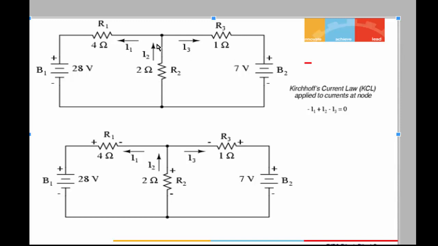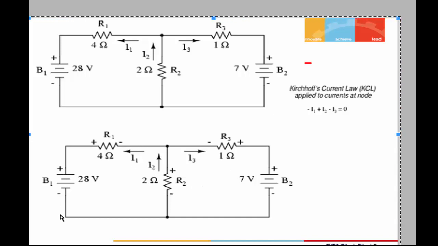So here I have chosen a node. From this node, I am assuming the current I2 is entering and the currents I1 and I3 are leaving. The entering current I take as positive and the leaving current I take as negative. I first write the equation, that is minus I1 plus I2 minus I3 is equal to 0, using Kirchhoff's current law. Kirchhoff's current law states that the sum of incoming and outgoing currents is equal to 0.